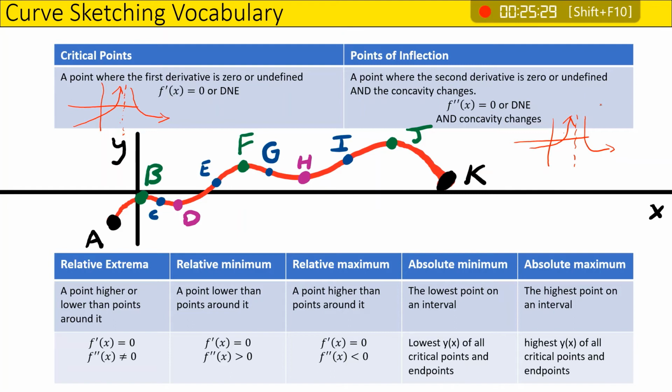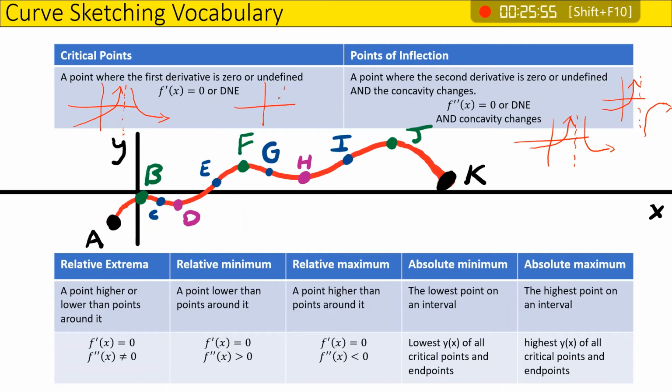If I had something like this, where I was concave up, and then after that I am concave down, this one does count as a point of inflection because my concavity did change. So points of inflection are more specific. They've got more conditions. Your second derivative must change in order to have a point of inflection. That's not true for a critical point.